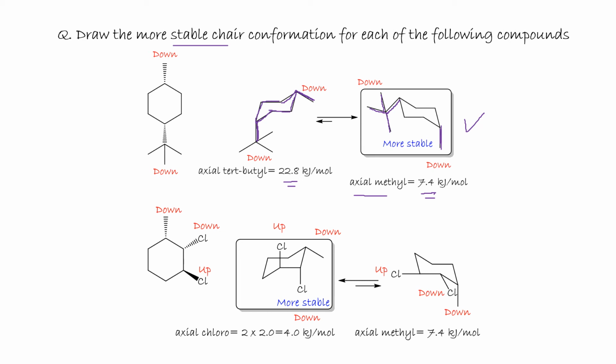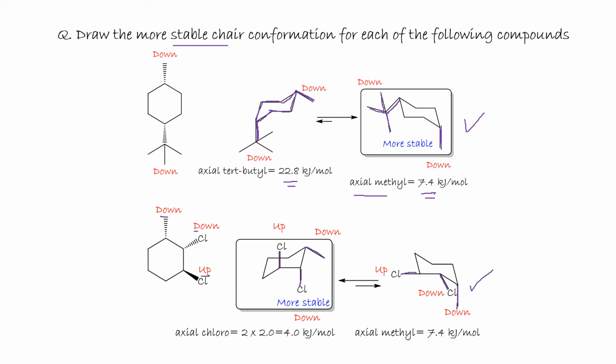Let's see that one. The methyl group here is down, the chloro is down, the chloro is up. Again, this is down, so it's equatorial, this is axial, and this is axial. If we flip it, this methyl will be axial and the chlorine will be equatorial.